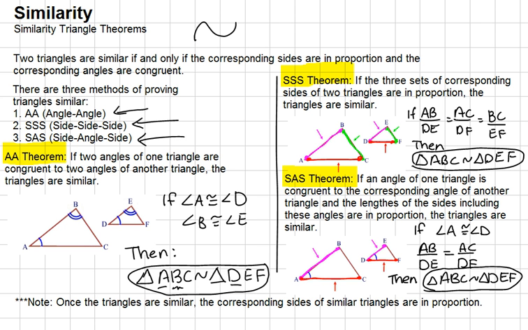So once the triangles are similar, the corresponding sides of similar triangles are in proportion. So we can use this fact in order to solve problems when we know that we have similar triangles. We can use these facts when we are wanting to prove that two triangles are similar.